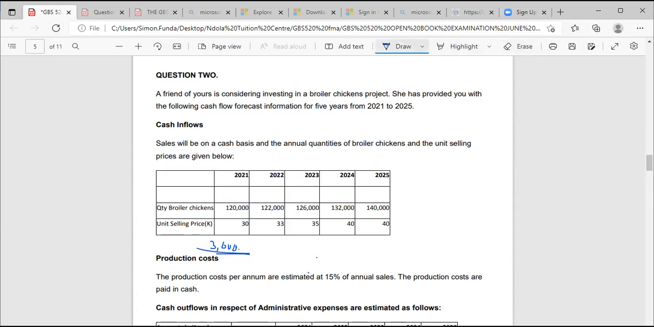The next, which is 2022. In 2022, we are going to sell 122,000 at 33 kwacha. So we are going to generate sales of 4,026,000 at least.